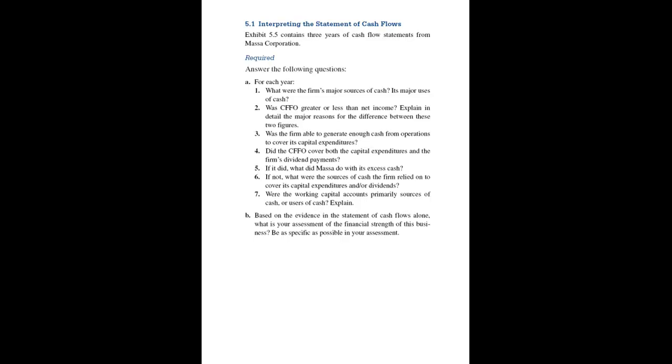Was cash flow from operating activities greater or less than the net income? Explain in details the major reasons for the difference between these two figures. Now they want us to compare the cash flow from operating activities with net income. So only the operating activity section will be having a discussion over there, and we don't need to refer to the investing and financing activity section.